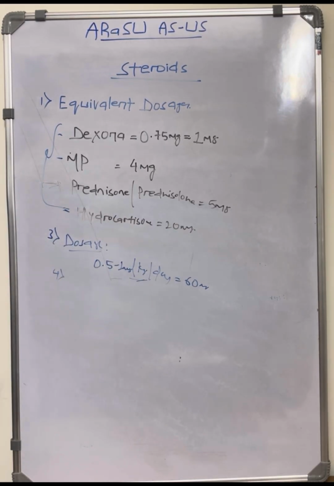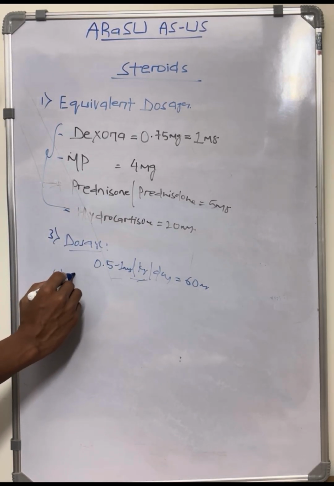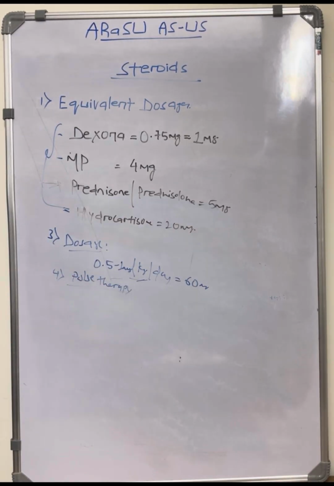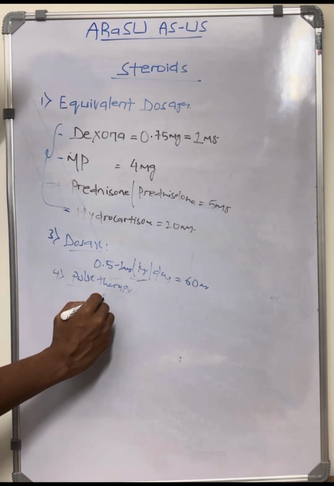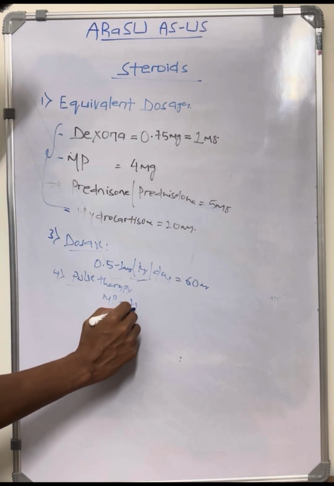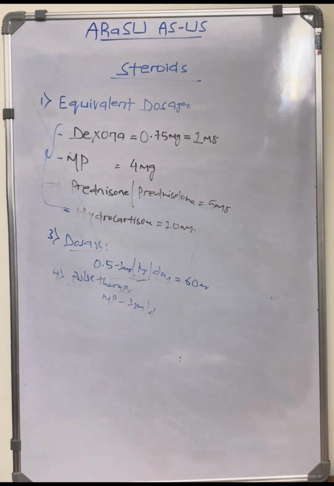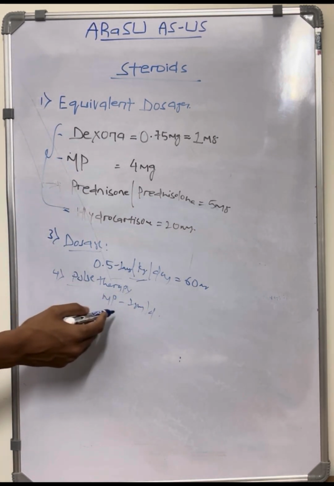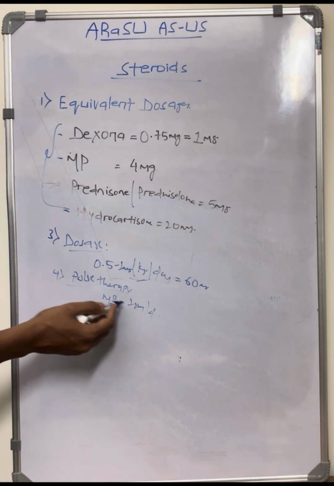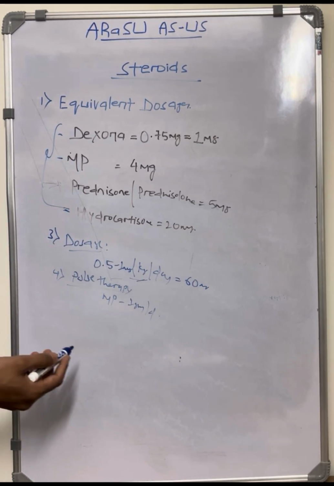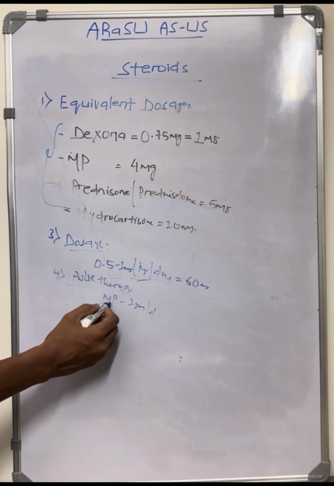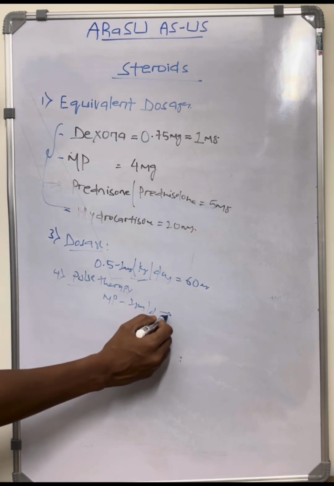Then come some special scenarios. For example, there is something called pulse therapy. Here we will use a very high dose of steroids for a short duration. Commonly, methylprednisolone of about 1 gram per day is used, especially in lupus nephritis or some inflammatory conditions of the nervous system. We will use this especially in demyelinating diseases and acute transverse myelitis, etc. Here there is no need of tapering.